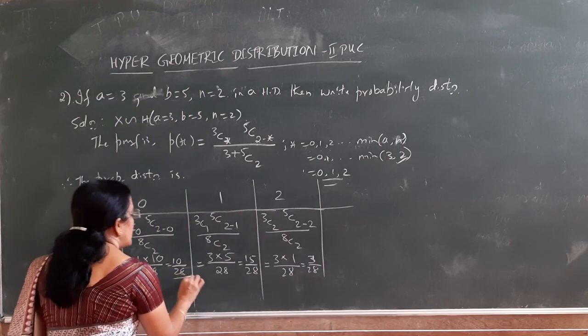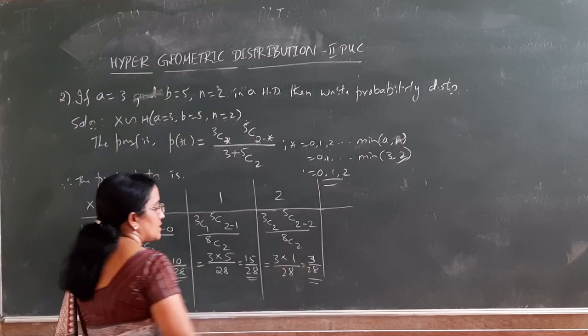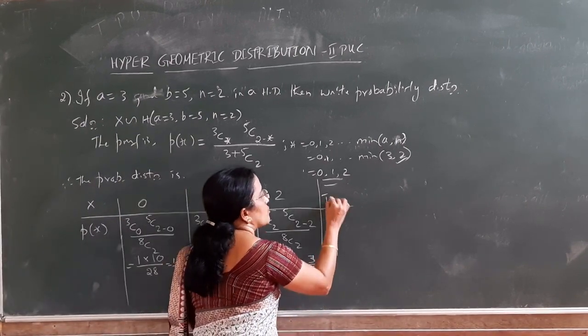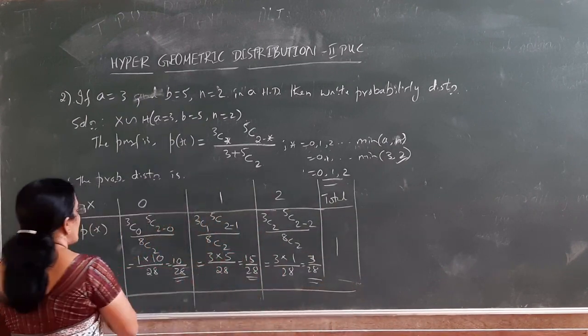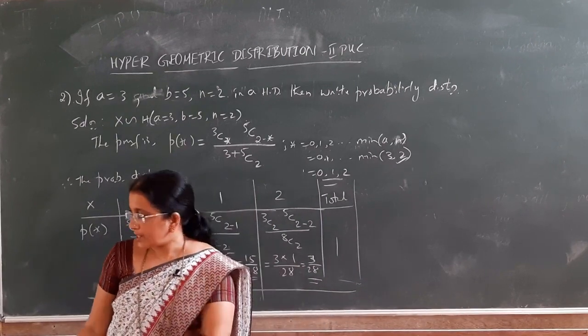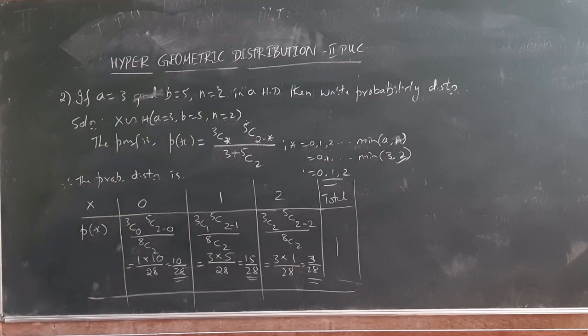Now you can add all the three probabilities. That is 10 plus 15, 25 plus 3, 28, so 28 by 28, 1. You will be getting the total probability. Now this is called as a probability distribution of the given hypergeometric variate X. Next, let us move for the third problem.